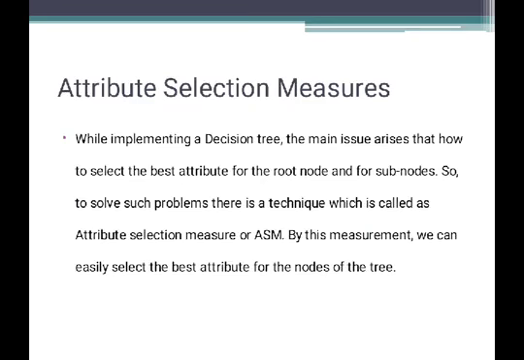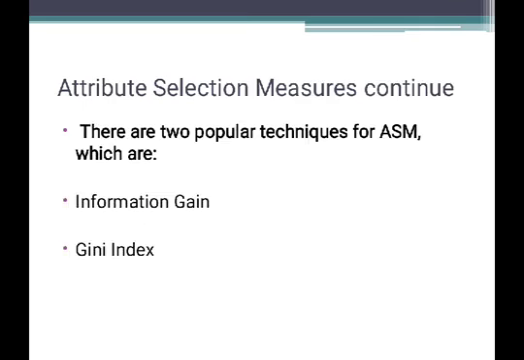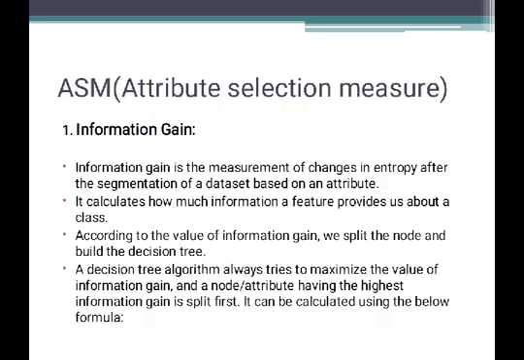Attribute selection measures. While implementing a decision tree, the main issue that arises is how to select the best attributes for a root node and for a sub node. To solve such a problem, there is a technique called attribute selection measures, or ASM. By this measurement, we can select the best attributes for the nodes of the tree. There are two popular techniques for ASM: information gain and Gini index.